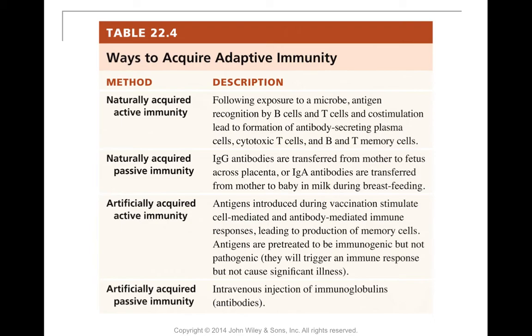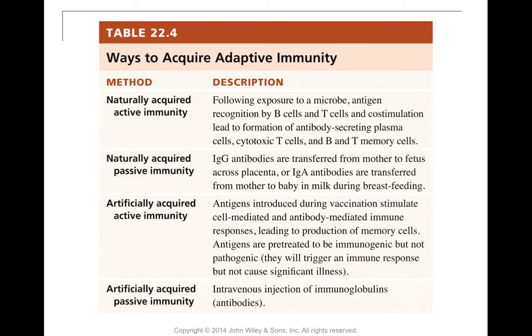But that's not the only way that we can get active immunity, right? Or we can also acquire adaptive immunity. I'm sorry, I said active. I meant adaptive. It's not the only way that we can get adaptive immunity. We can also acquire it passively through natural ways, such as getting it from the mother to fetus across the placenta, or by drinking it through the breast milk. We can also get IgA antibodies and IgG antibodies from our mothers. And that's naturally acquired, but it's considered passive.